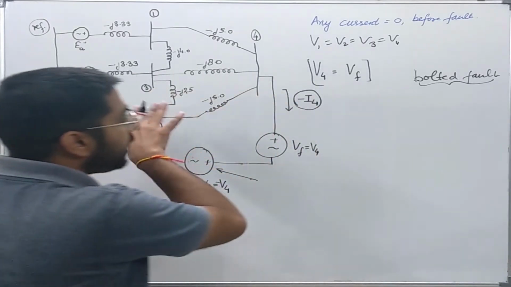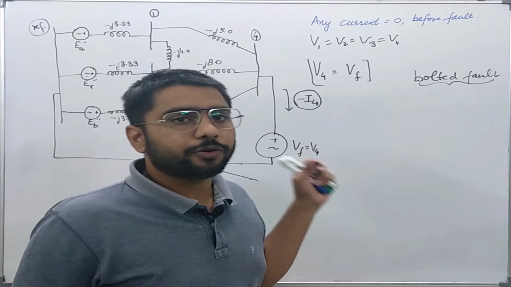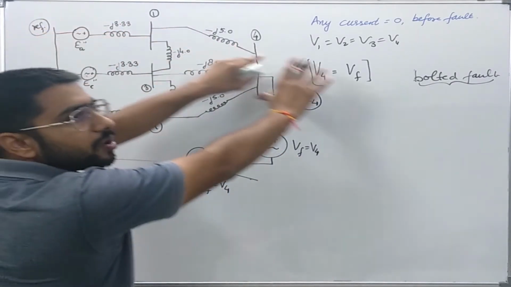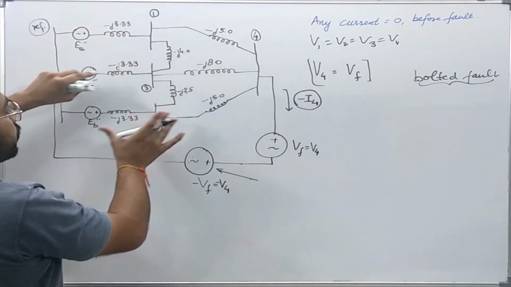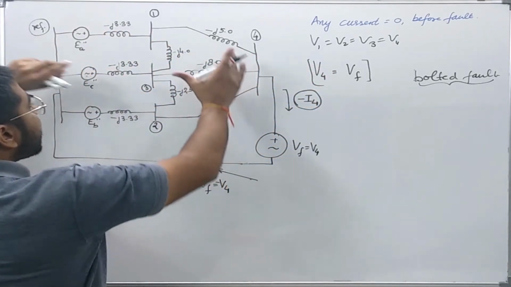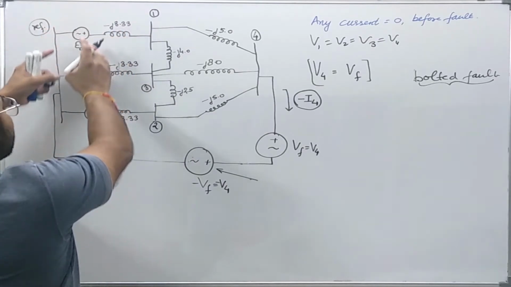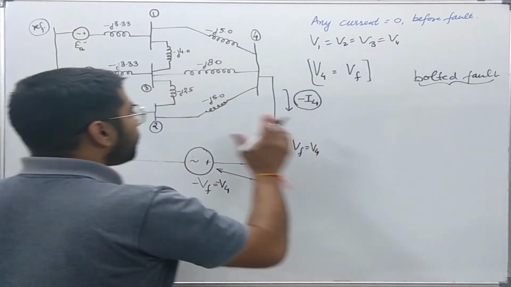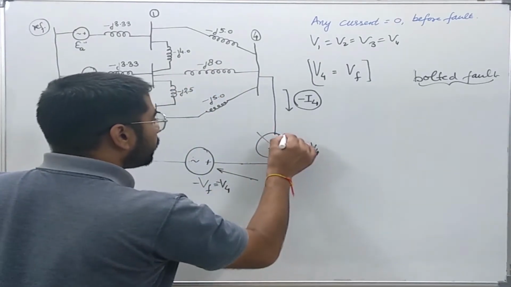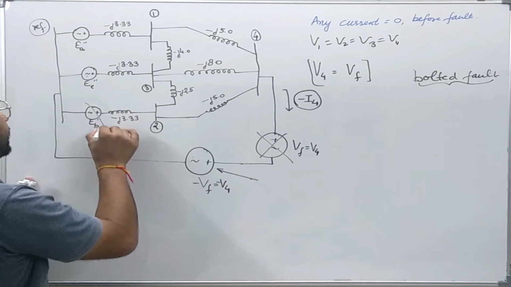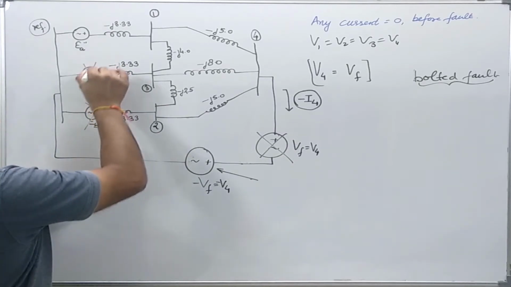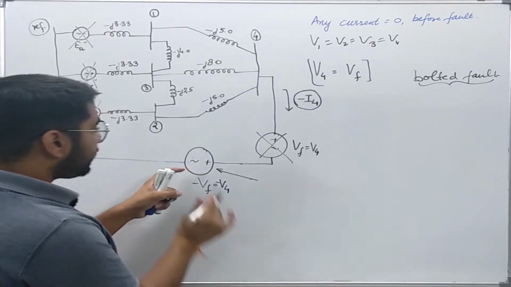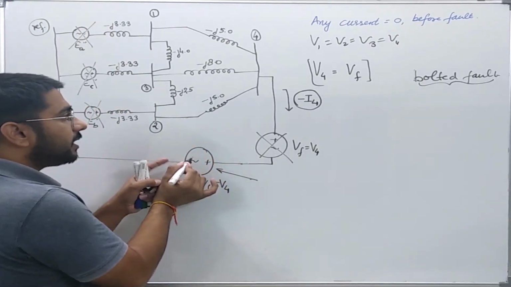Since the network is linear, I can easily utilize the superposition theorem. In the initial case, there was no current in the system, and now what I am trying to do is deactivate all the voltage sources available in the system. Okay, now I have deactivated these sources. Only this source is now in the network.